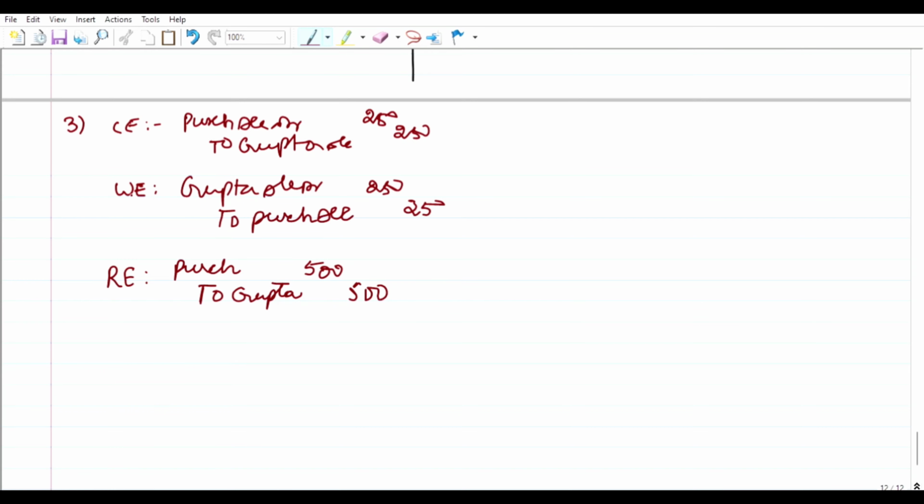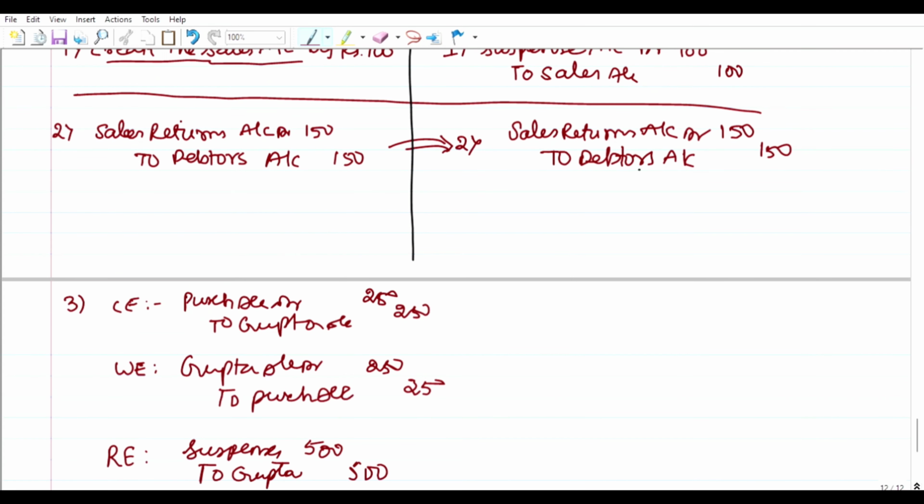That has been debited with 250. But unfortunately, they have only debited the Gupta and Company account. That is only a one-sided error, right? So in a one-sided error, purchases is not affected here. So in place of purchases account, we are going to write suspense account. Okay, the same entry will be recorded here. So I'm writing the third entry, suspense account debit.